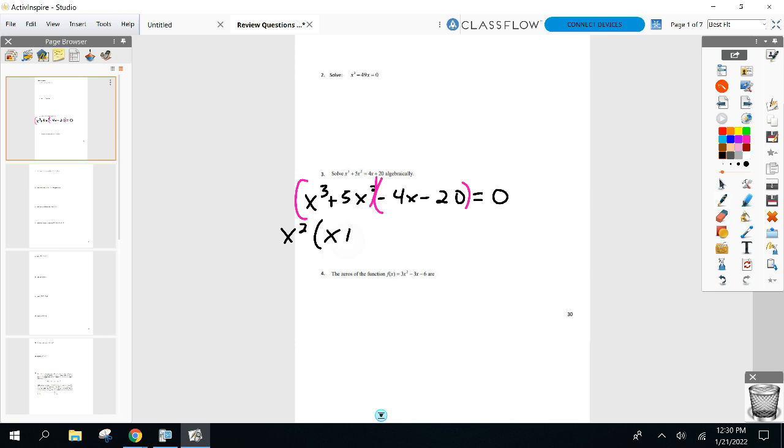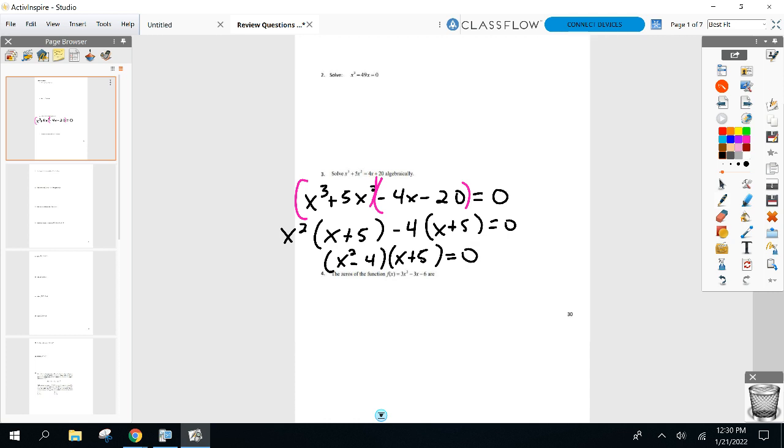What do I have here? X plus 5. Take out the 4. Also x plus 5. Keep grouping. X squared minus 4 in one parenthesis. X plus 5 in the other. That's only going to give me 2 answers. Why?